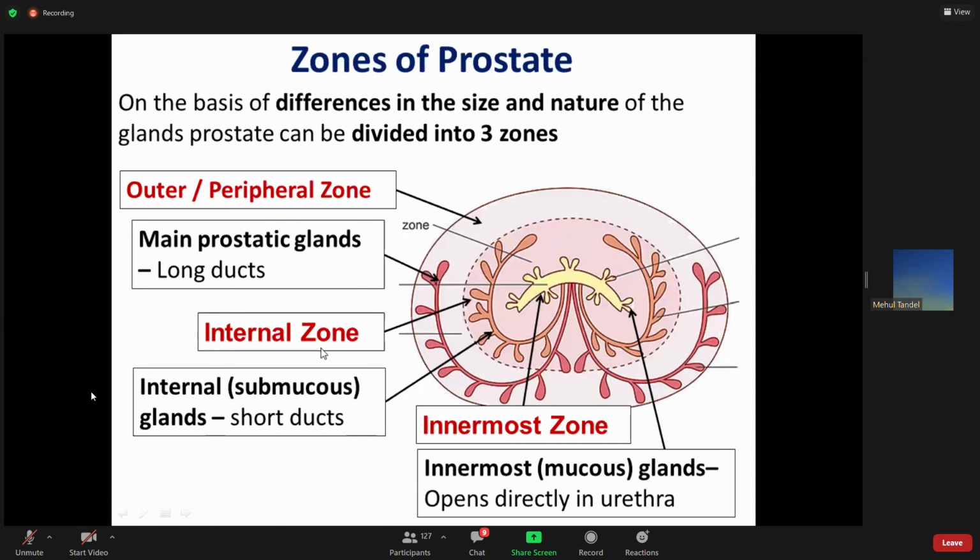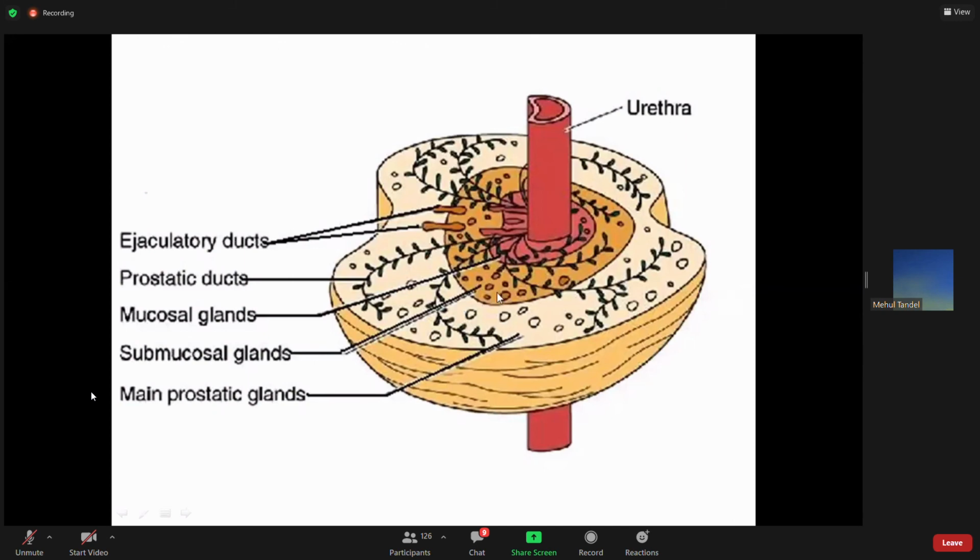Now this internal zone and innermost zone, these two zones together are also known as the central zone. So it is also divided into two parts: peripheral zone and central zone. Clear?